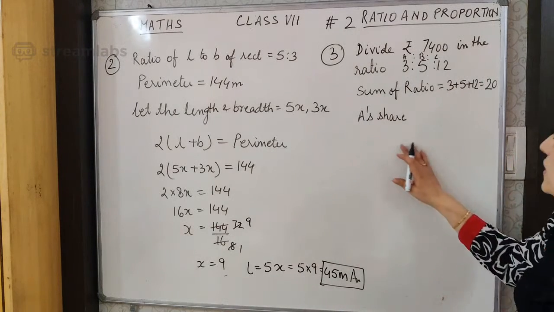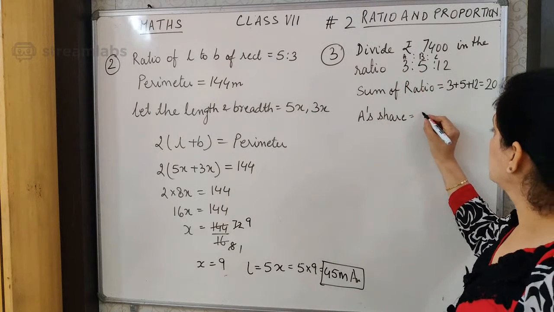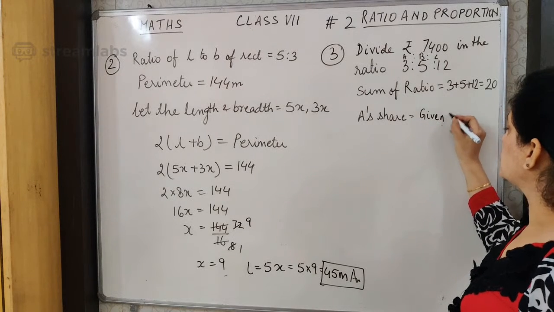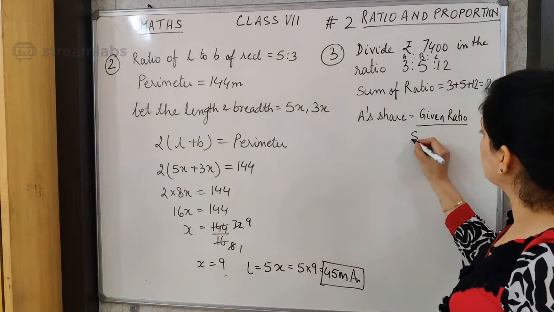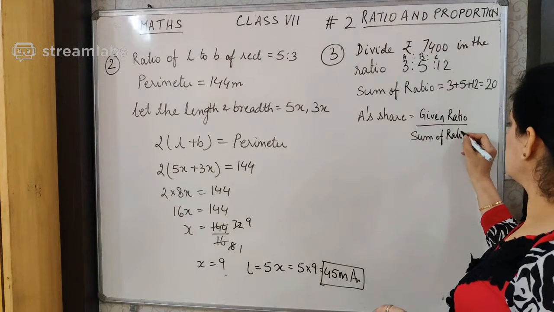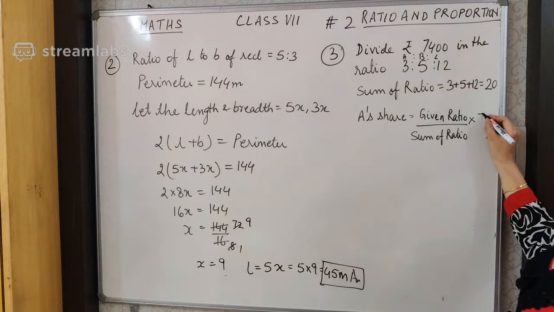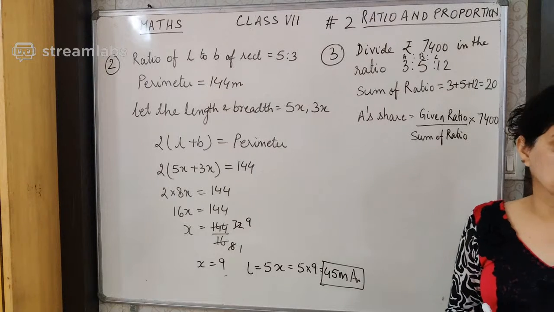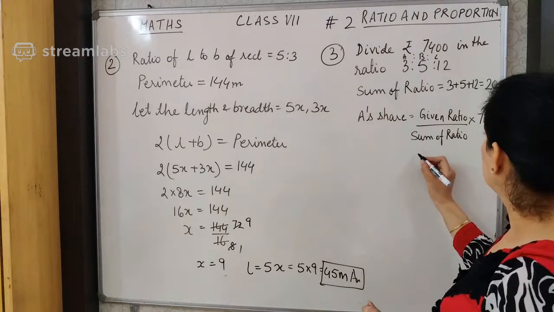Listen carefully. A's share will be equal to, A's ratio, we'll write the formula once so that you can remember. Given ratio upon sum of ratio into whatever is given to us. Here it will be 7400. We have to divide 7400. Okay? So let's see now.